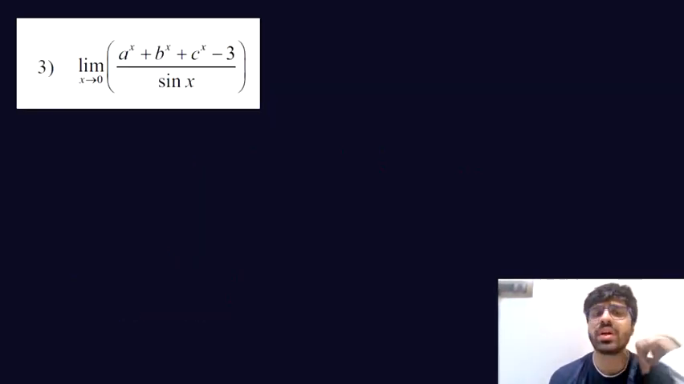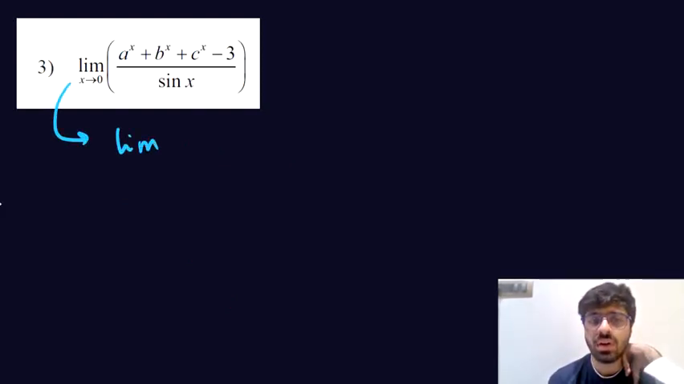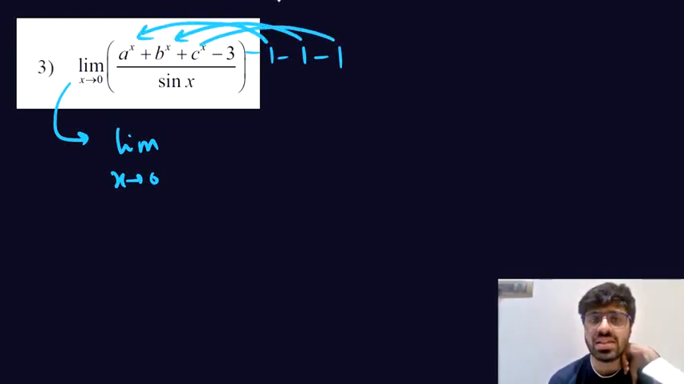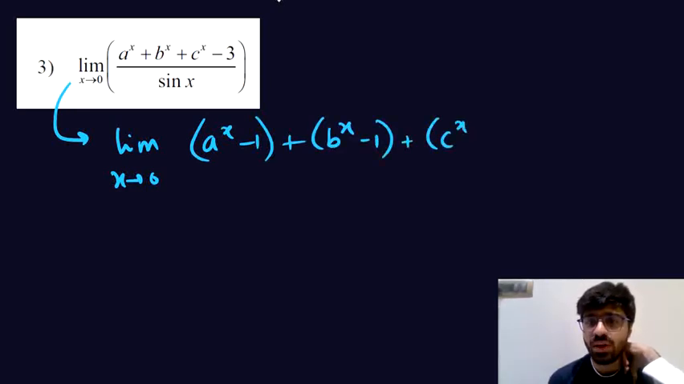And with that we go ahead with the third question, which is very much similar to the questions that we have solved so far. The limit of x tends to 0. Write that minus 3 as minus 1, minus 1, minus 1 and take 1 minus 1 each with a power x, b power x and c power x. So we can rewrite the numerator as a power x minus 1 plus b power x minus 1 plus c power x minus 1.